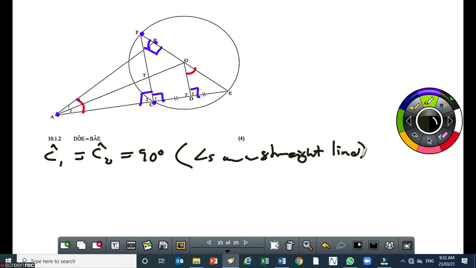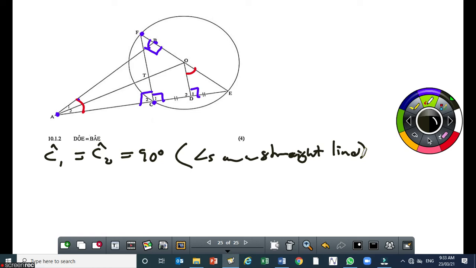Okay? Because I already proved that C1 is equal to 90, so I'm not going to worry much to write it down because it's in the previous question. Okay? So C1 is equal to C2, they are both equal to 90 because they are angles on a straight line. Angles on a straight line are supplementary.